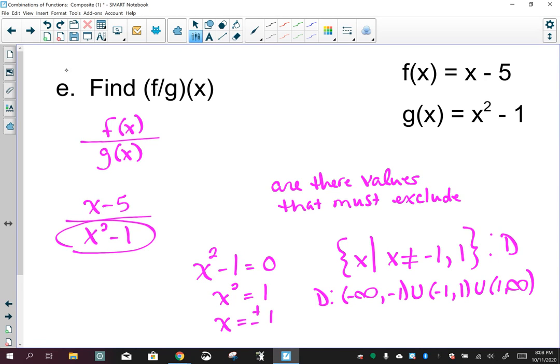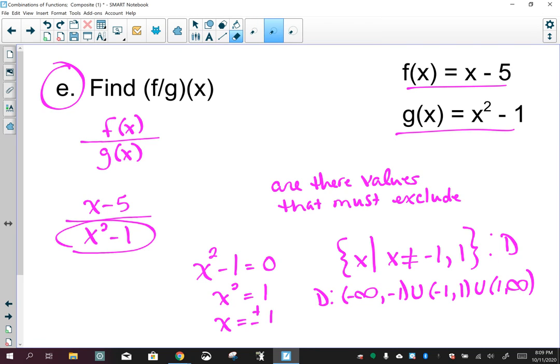Now, 9 times out of 10, your division is just this simple. It's literally going to be taking this function and putting it over this function, and that's pretty much it. The key is going to be, usually with the division one, is where they're going to ask you about your domain. So just keep that in mind as you go through these problems. All right.